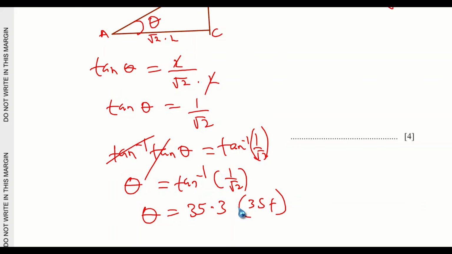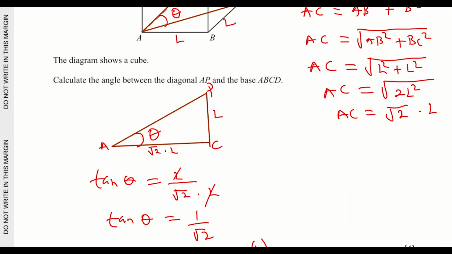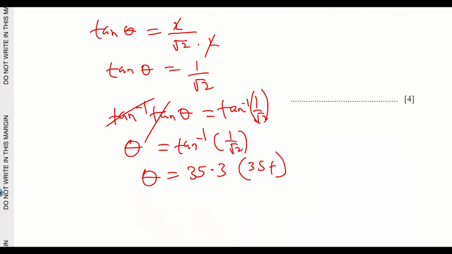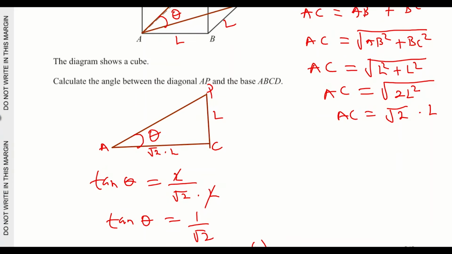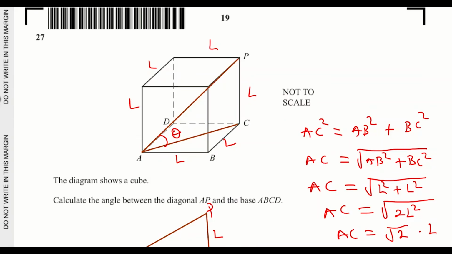So this is the value of the angle between the diagonal AP and the base ABCD. So this is the end of my solution to the Cambridge IGCSE Mathematics paper 4.2 written in May-June 2025.